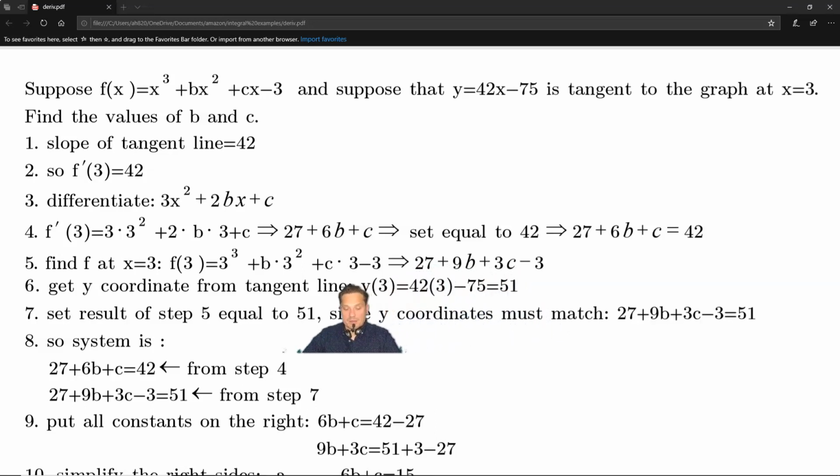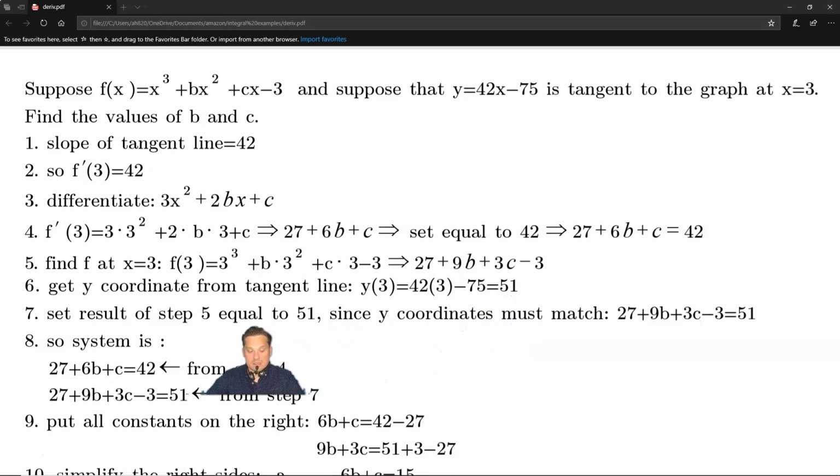From there, remember that I can get the value of the function at 3 by also looking at the value of the tangent line in terms of its y-coordinate at 3. So for that reason, I can do y of 3 equals 42 times 3 minus 75, which is 51. So that's the value of the y-coordinate where the tangent line meets the graph. Therefore, it's also the same y-coordinate as the graph. So I know the value of the function at 3, in other words, you see? It's 51.